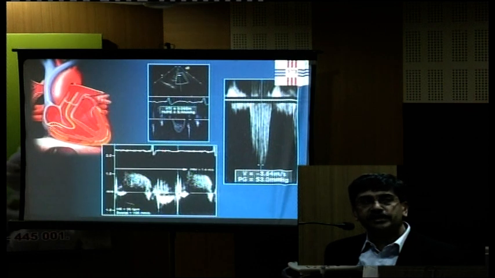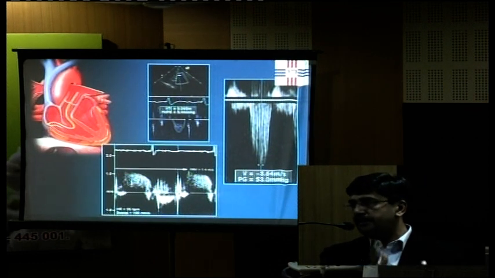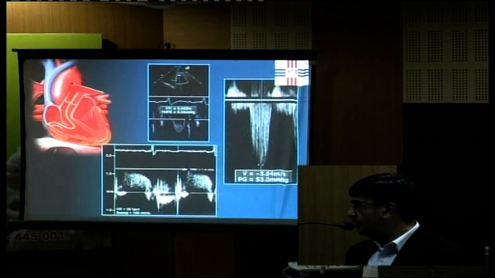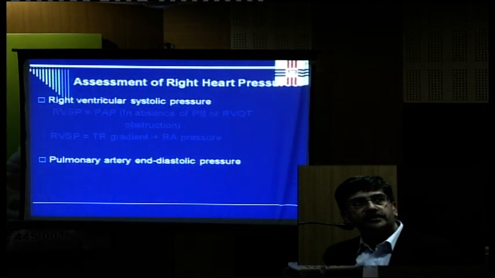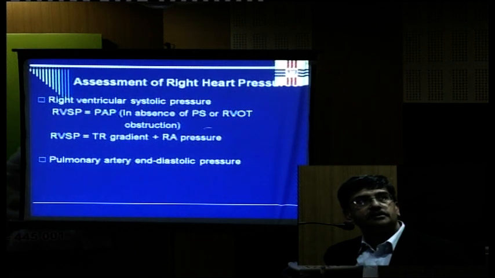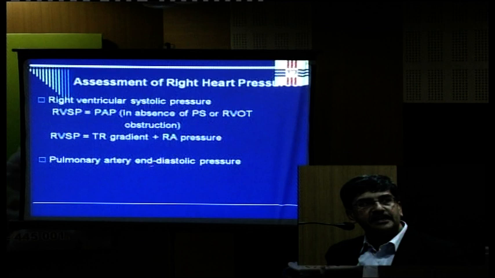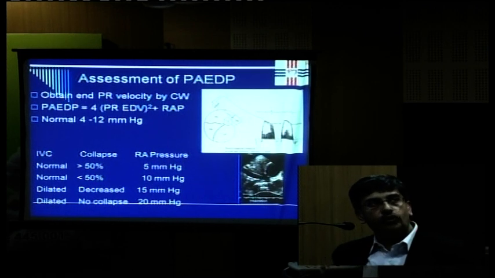You see this pulmonary regurgitation, get a good envelope of the pulmonary regurgitation, correct? Now you measure this velocity and this, correct? So what is written over here? Assessment of right heart pressure: right ventricular systolic pressure, I told you, is from tricuspid regurg, and pulmonary artery end diastolic pressure. Now I'll give you how it is done. This is pulmonary regurgitation, correct? Now what do you do?